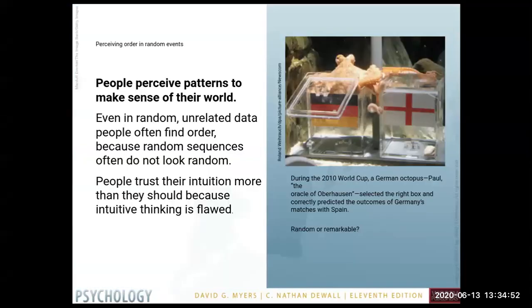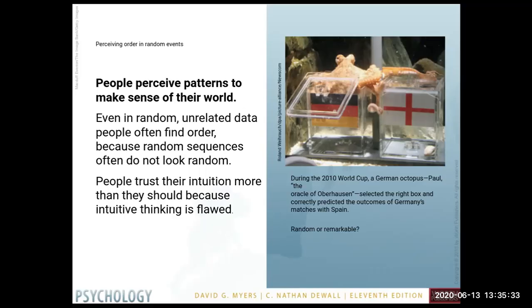The last thing we're going to talk about is patterns that try to make sense of people's worlds. If we perceive order in random events, even in random unrelated data, the slide says, people often find order because random sequences don't always look random, right? Hot streaks, luck, superstition, all of that stuff is not going to fly when you're making theories about why people do what they do. People tend to trust their intuition more than they should because they don't realize that intuitive thinking is actually flawed, right?